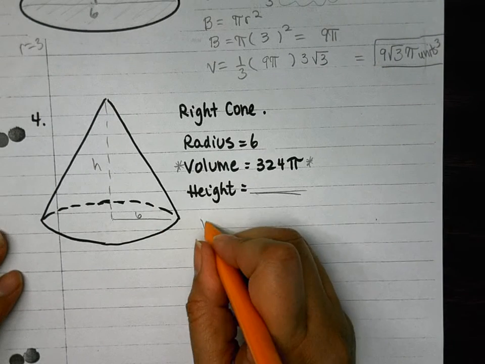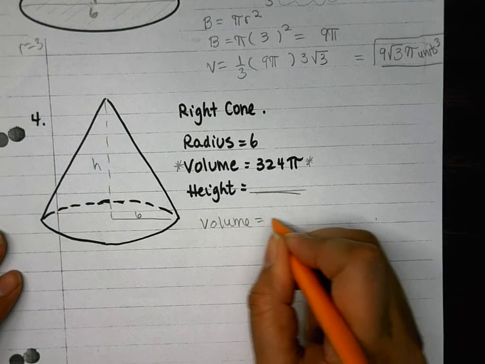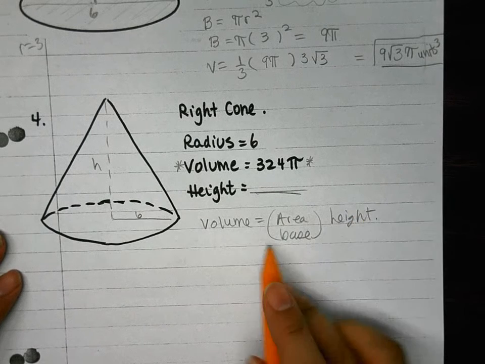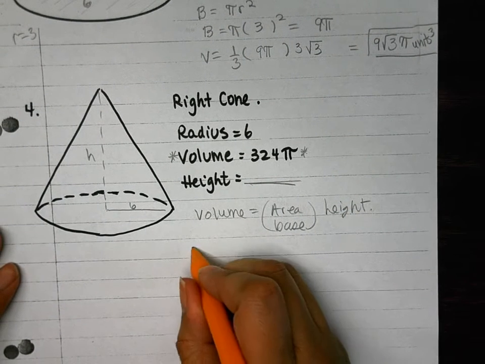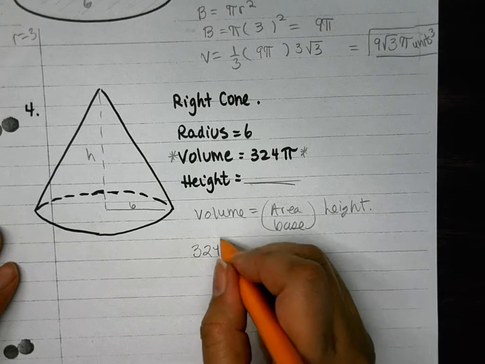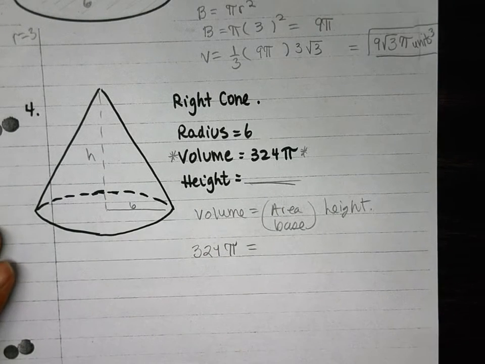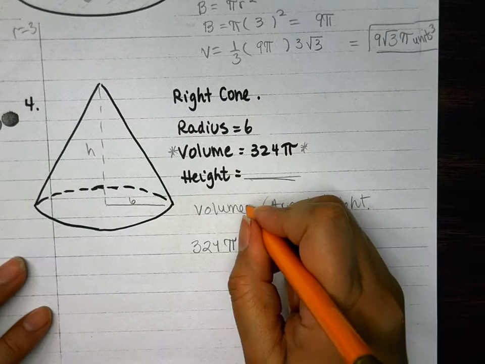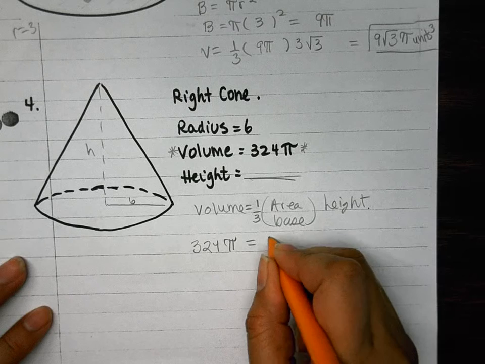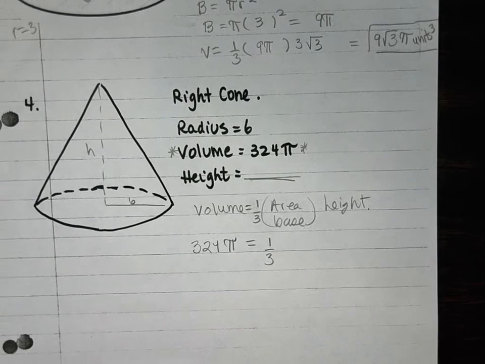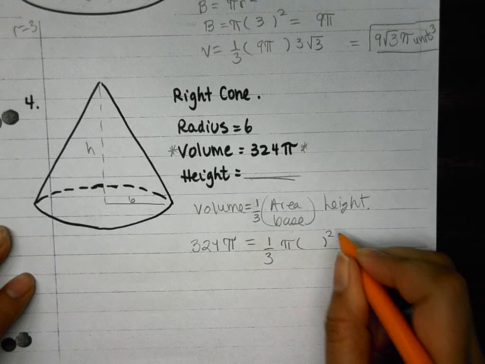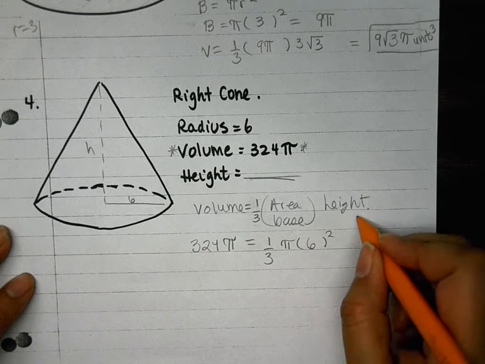Okay, volume equals 1/3 area of the base times the height. Let's plug in what we know. What do we know is the volume? 324 pi equals. I don't know what it is with me today with that 1/3. Thank you. And that does make a difference. 1/3. What's the formula for the area of the base? Pi r squared, and what is r? 6. And the height we don't know. That's what we're looking for.